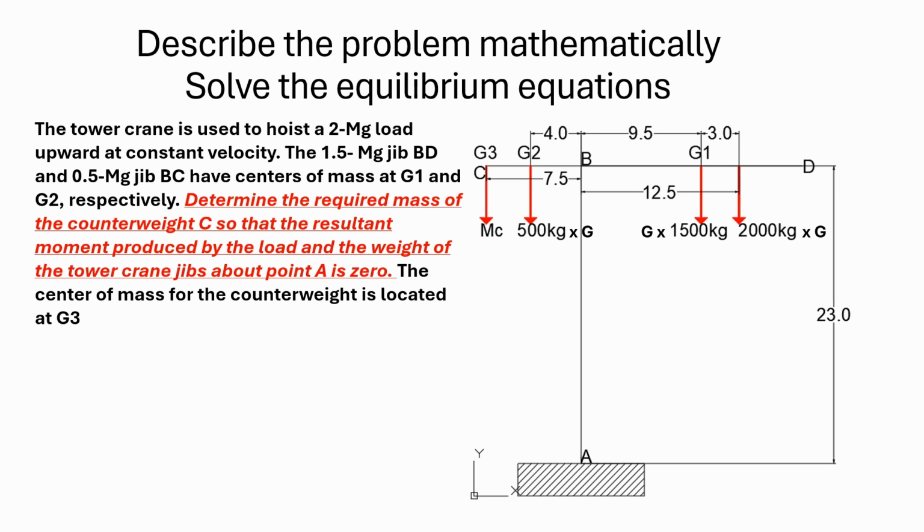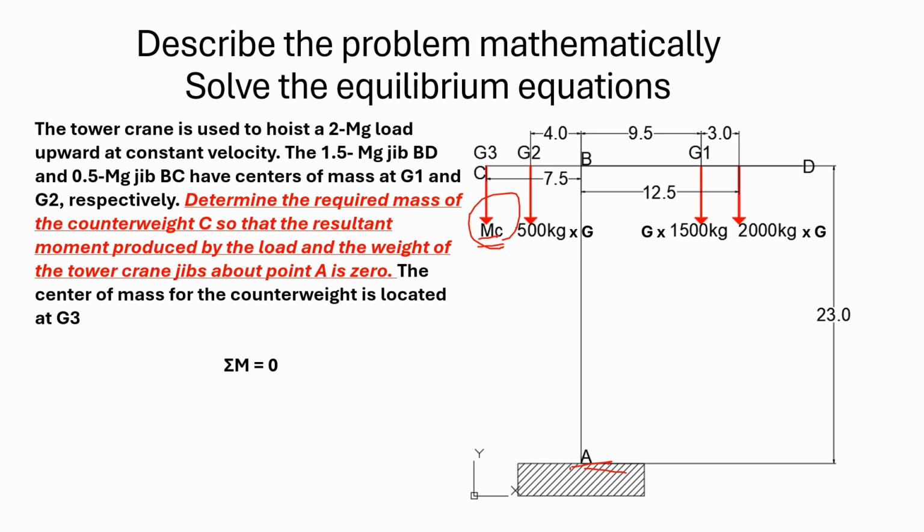Let's recall. We're looking to determine the required mass of the counterweight so that the resultant moment produced by the load and the weight of the tower, crane, jib about point A is 0. The center of mass of the counterweight is located at G3, and we've chosen to write that as MC as the force from this counterweight.